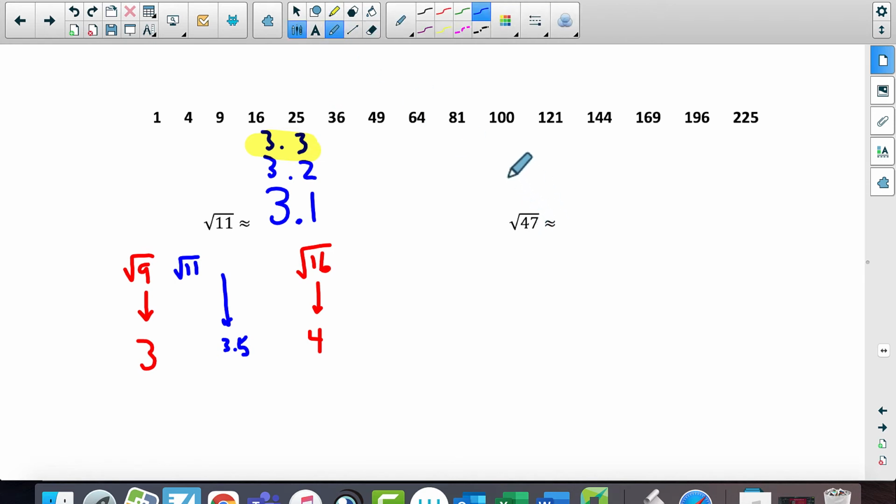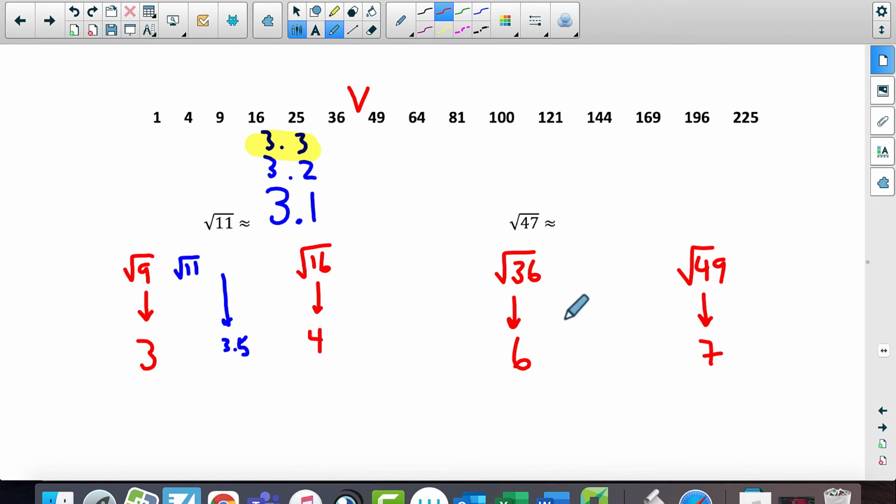Okay, square root of 47. Where does that fall between? Well, that's between 36 and 49. So why don't we figure out what the square root of 36 is and the square root of 49 is? Square root of 36. What number multiplies by itself to get 36? 6. Or if you want, 1, 2, 3, 4, 5, 6. Yep. What number multiplies by itself to get 49? It's always going to be one more than this one, isn't it? So it's going to be 7, I hope. 7 times 7 is 49. Yes. Or if you count up, 1, 2, 3, 4, 5, 6, 7.